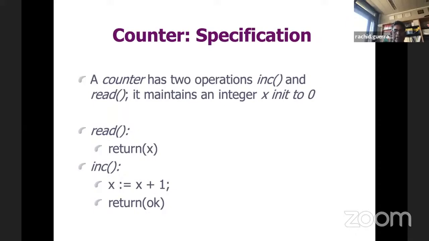Whenever I want to read the value of the counter, I will return the value of the register associated with that counter. Whenever I want to increment, I will just read the value of the register, add one, and write it back. It is easy to see that this implementation is not going to be atomic.